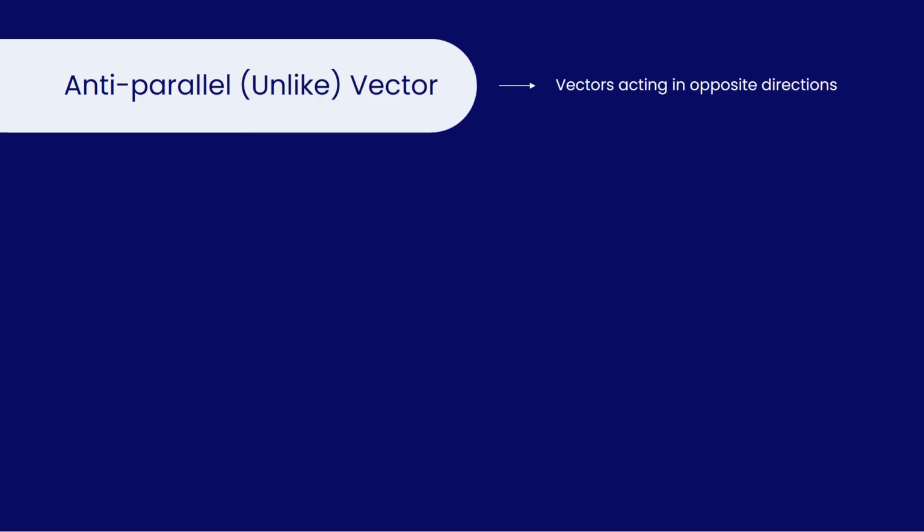Now, let's see anti-parallel vectors. Observe the vectors A and B. They are parallel but point in opposite directions. Such vectors are called antiparallel vectors. Their magnitudes may be equal or different, but their directions are opposite.